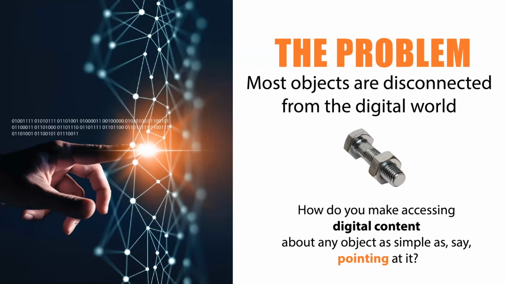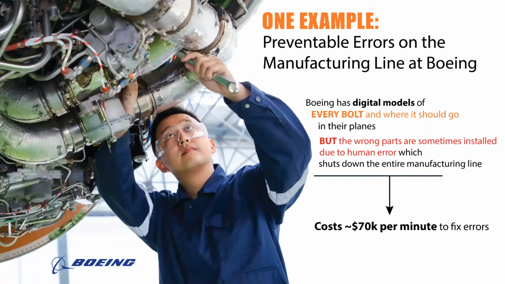By pointing to it. And who could care enough about the digital content related to a bolt to want to do that? Well, Boeing has a lot of interest in fasteners as one example. They have digital models of every single bolt and fastener that they use in planes and where it's supposed to be installed. But at the same time, they still end up with the wrong parts installed just due to human error. They actually have a term for this called regret cost, and it's on the line of 70K per minute to fix errors that happen because somebody put the wrong part in the wrong spot or failed to put a part in the correct spot.